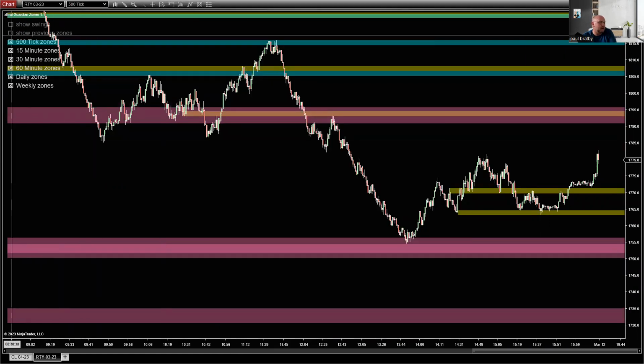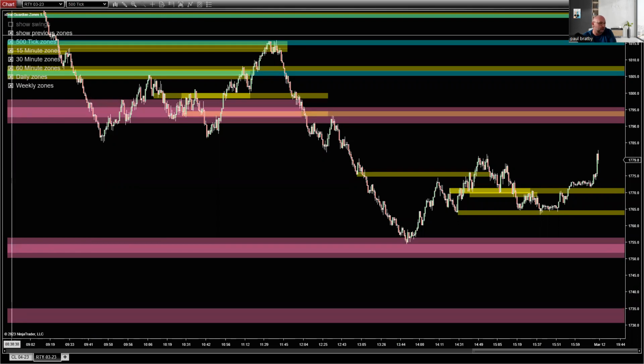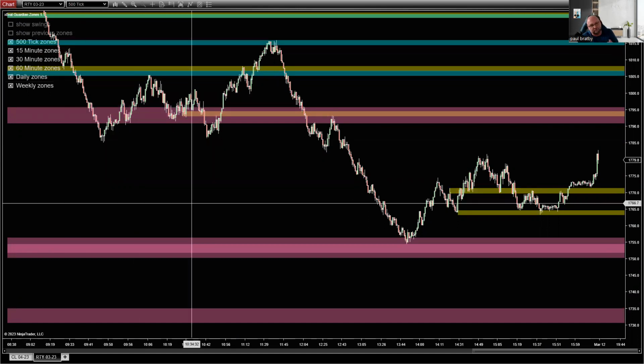Now they may be relevant or may not be. If you just toggle them on and off, you can see if something's relevant for you. But the main thing for me is I just give them a quick toggle and see if there's something coinciding with what's happening right now.